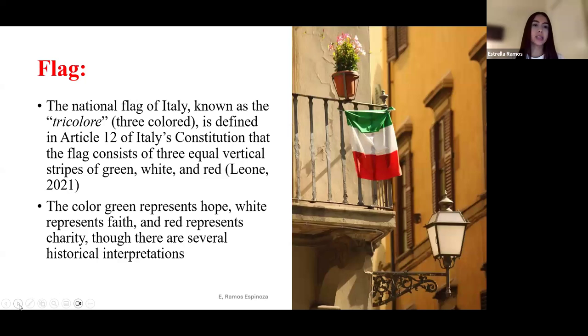Now we move on to the national flag of Italy, which is known as the tricolore, which is three-colored, defined in Article 12 of Italy's constitution that the flag consists of three equal vertical stripes of green, white, and red. Now the color green represents hope, white represents faith, and red represents charity, though there are several historical interpretations.